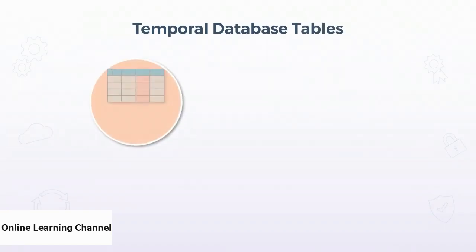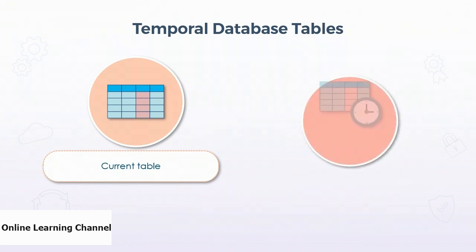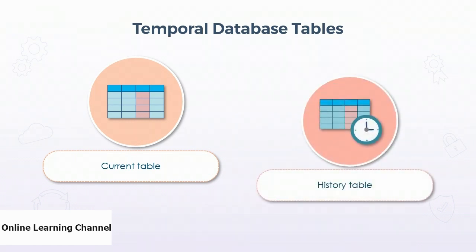In this video, we're going to look at temporal database tables. Temporal tables store both current data in a current table and historical data in a history table. They're also sometimes called system version tables because the database manages the versioning of records for you. Throughout this video, we're going to be looking at temporal or system version tables as they're implemented by SQL Server.